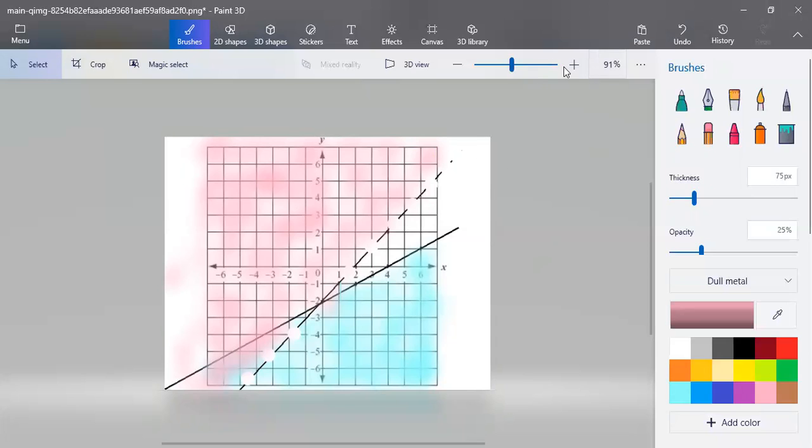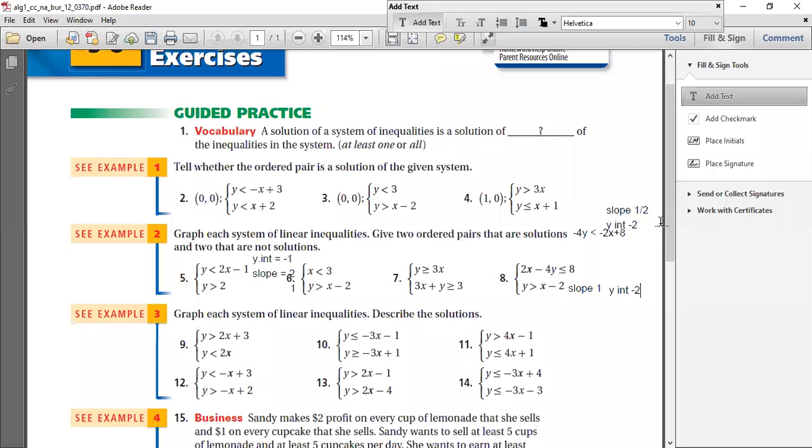Okay, now moving on to the next question. The screen also doesn't want to come. Fine. Let's move on to the next question.